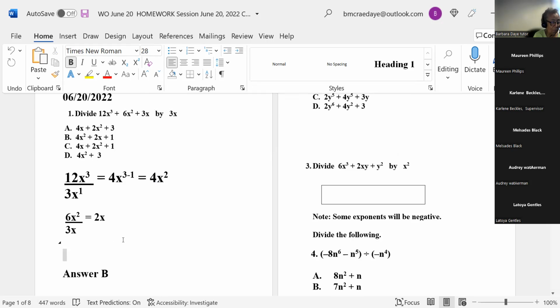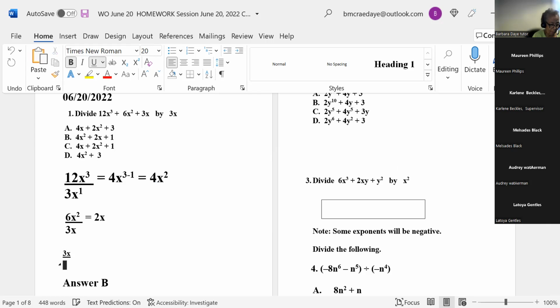Okay, so I took the third term, 3x. Now divide that by 3x, and what does that give you, Mercedes? This would be divided by 3x, right? It would just give you the 1. Yeah, you get the 1, 3x divided by 3x is equal to 1. And that's what you have in choice B: 4x to the second plus 2x plus 1.